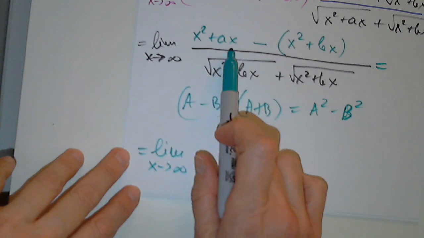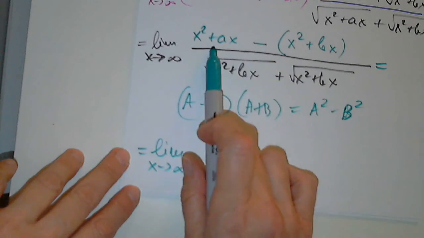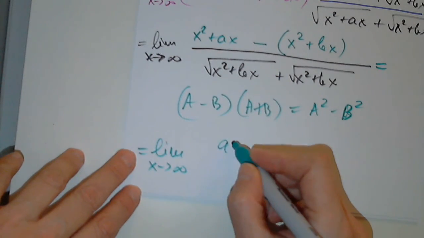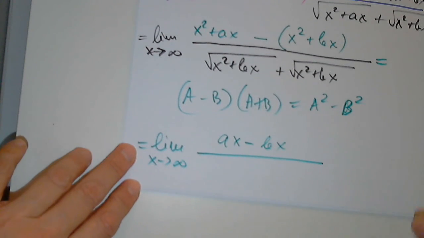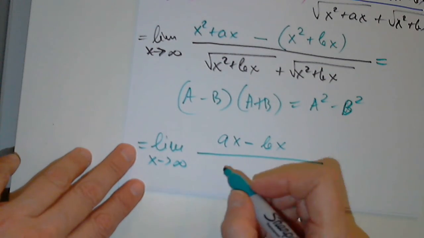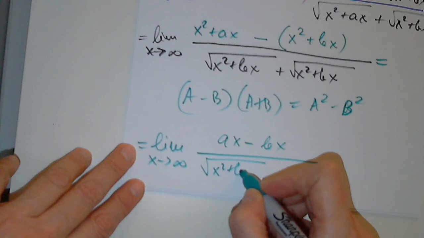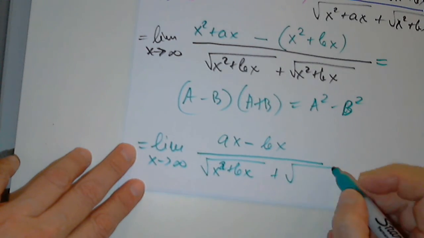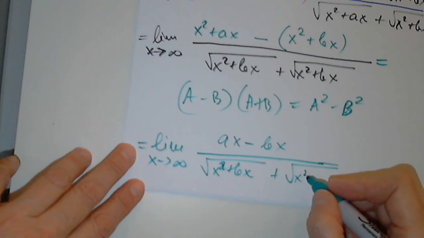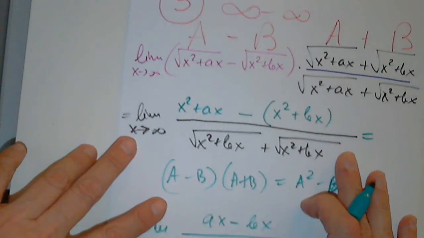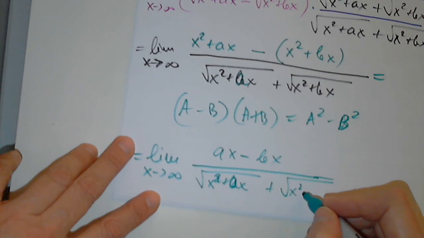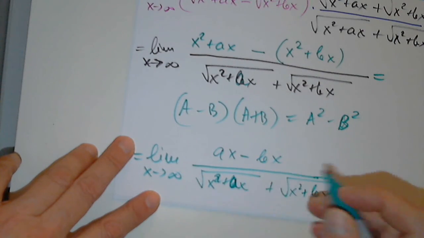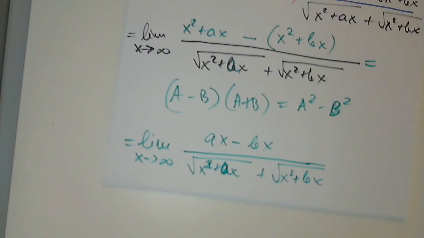So then we have x squared plus ax minus x squared. So the x squared will go away, so I only have ax minus bx. I hope you agree. Yes or no? Okay. So then the denominator is x squared plus ax plus the square root of x squared plus bx. Okay, perfect.